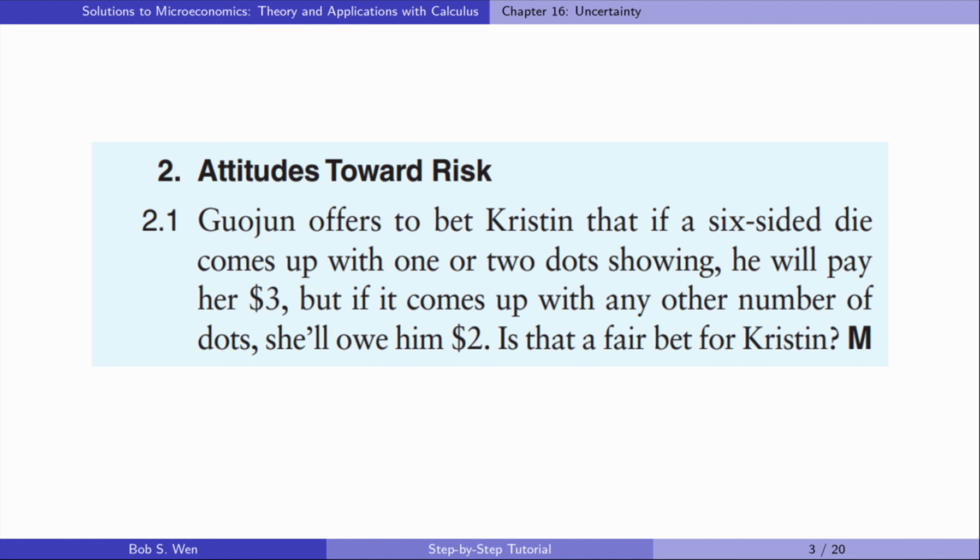Here's exercise 2.1. Guojun offers to bet Kristen that if a six-sided die comes up with one or two dots showing, he will pay her $3. But if it comes up with any other number of dots, she will owe him $2. Is that a fair bet for Kristen?